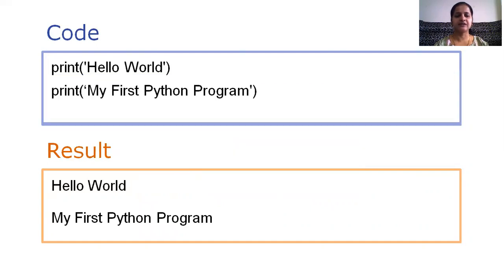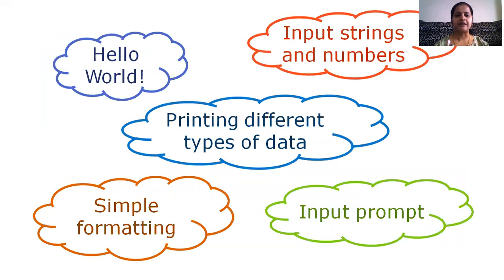So next I have taken one more print statement, that is, it includes my first Python program. So you can see here hello world and then my first Python program. So next, taking input from the user. First we will take input string from the user and then we will take input number from the user.